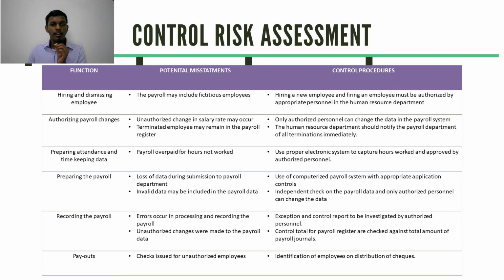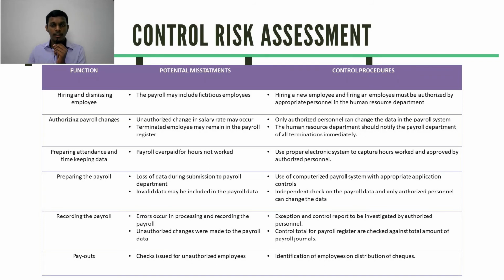Okay, next part is about control risk assessments. There are 6 functions in the section, following potential misstatement and control procedure. First function is hiring and dismissing employees. The potential misstatement is that the payroll may include fictitious employees. The control procedures of this function are that hiring a new employee and firing an employee must be authorized by appropriate personnel in the human resource department.